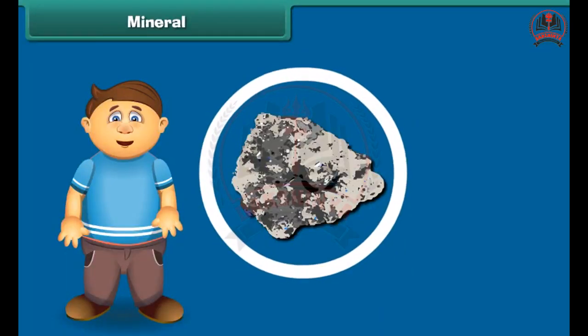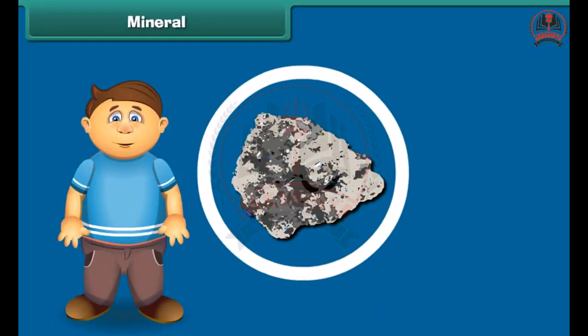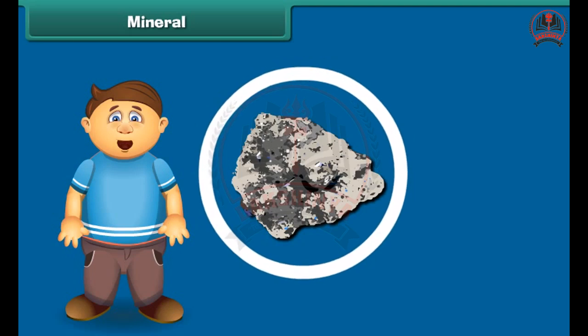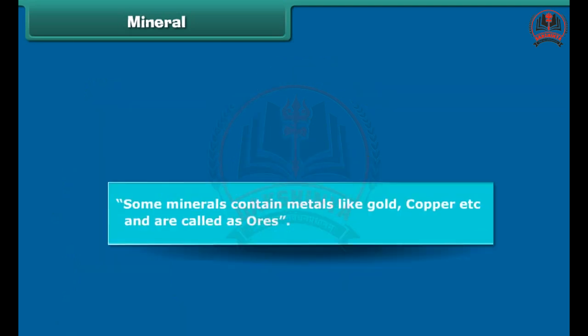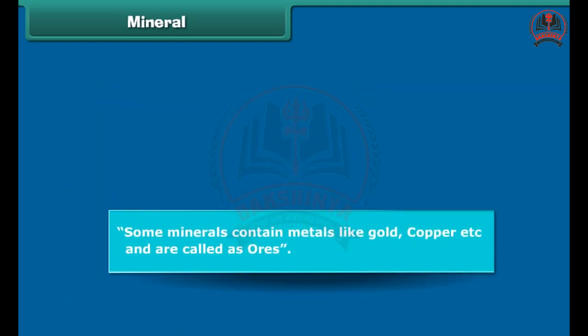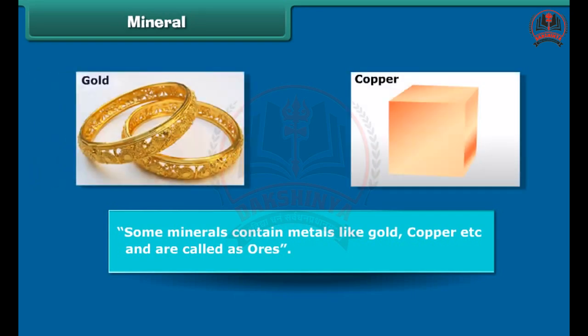Now let's shift to minerals. Minerals are the materials from which rocks are formed. Minerals contain several important substances. Some minerals contain metals like gold and copper and are called ores. We get metals from these ores.